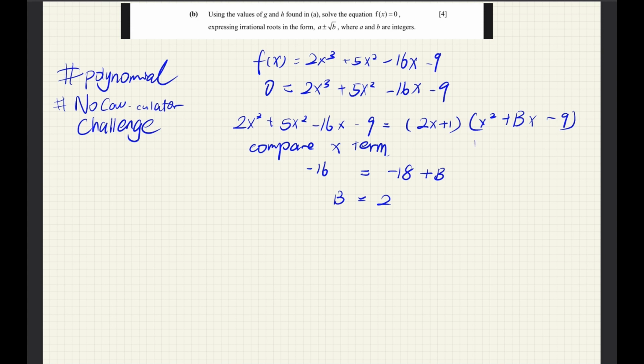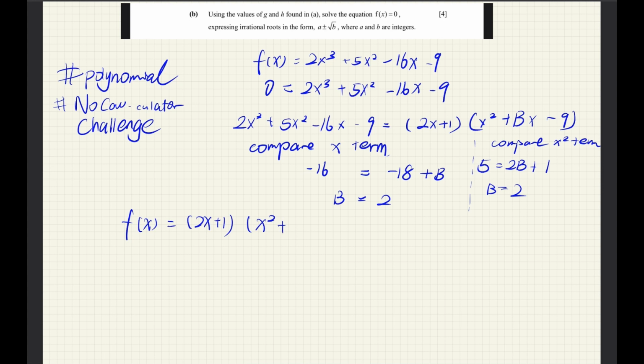Okay, so as our second attempt to validate, we can also compare our x squared term. 5 on the left hand side, and the right hand side will give us 2b plus 1. b equals 2. So that means the value of b that we got is correct. Now we can confidently rewrite f(x) as 2x plus 1 times x squared plus 2x minus 9. In fact, we can already write 0 here.